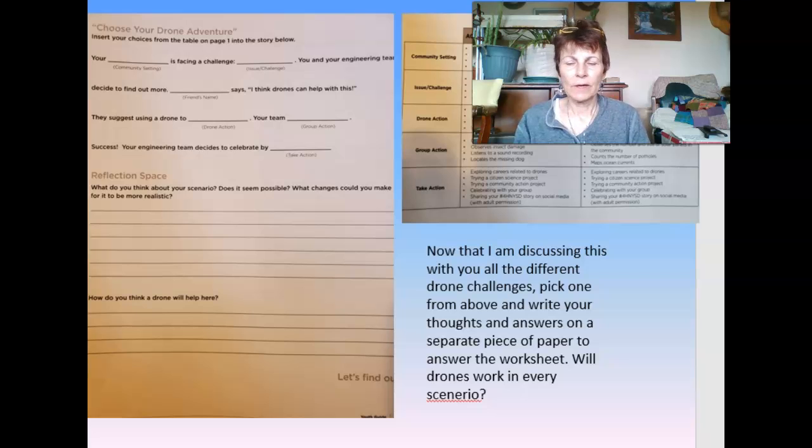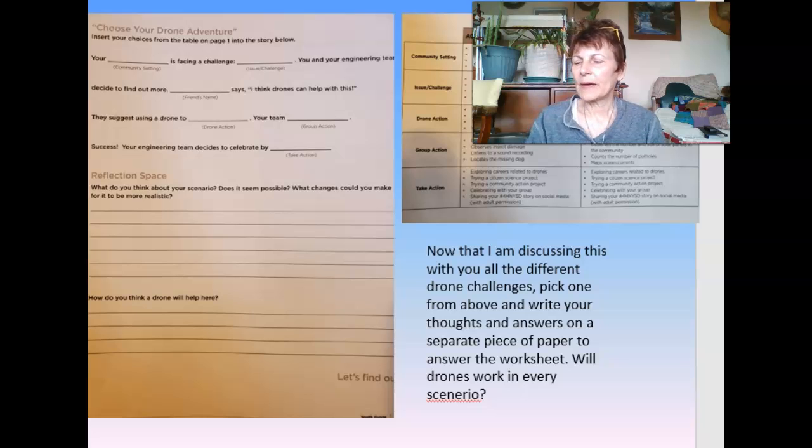And you and your engineering team, well, you yourself and I at home, are thinking about how to decide more about what to do. So your friend says, and I'm your friend, I think a drone can help with this. And you're saying to yourself, okay, so what can the drone do? So write these actions down, what your team's going to do, and what action you took. And then there's a reflection spot.